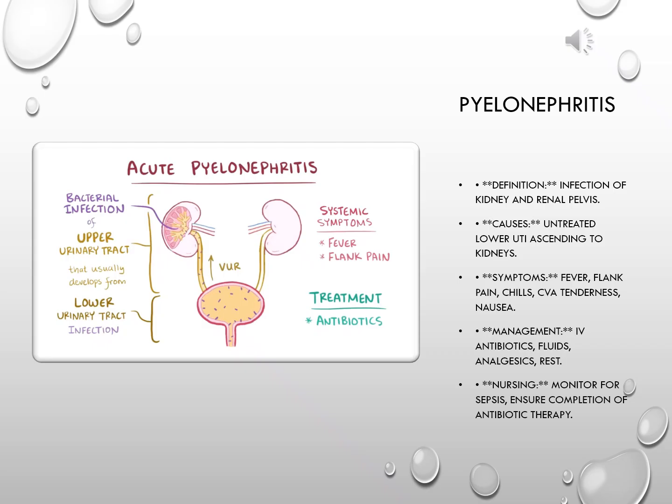They're going to have CVA tenderness, nausea, chills, and flank pain. So that flank pain is something that really ties you in to the fact that those kidneys have the infection in them. So that's back in the back area, kind of in between the ribs and the pelvis, is where you're going to have that pain and tenderness.